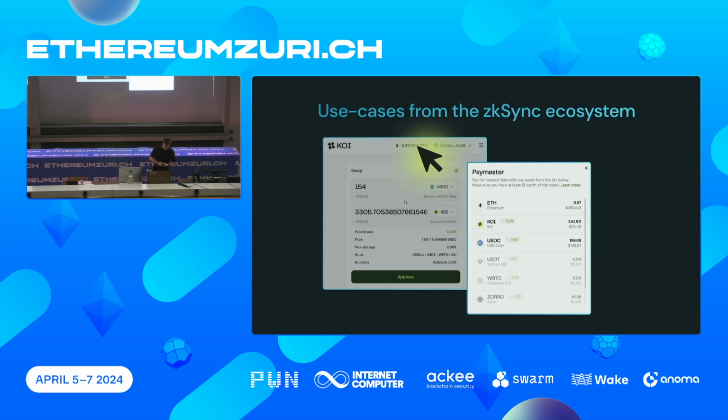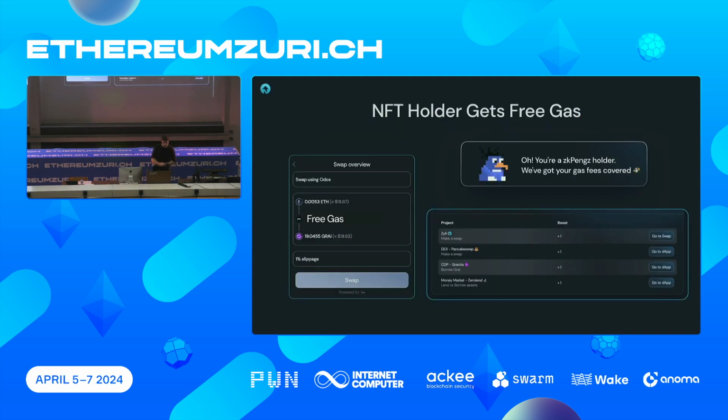Here, this is a DEX called Mutes. Basically, as you can see here, you can click on this button. Normally, it's ETH that is being used as gas, but you can also choose different assets, and then all your transactions will be paid in those tokens that you have chosen. And yeah, this is also another use case. So let's say you're an NFT holder. You can get free gas on the different dApps that integrated Zi-Fi.